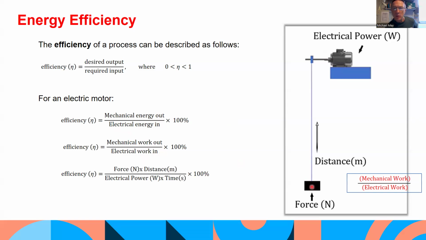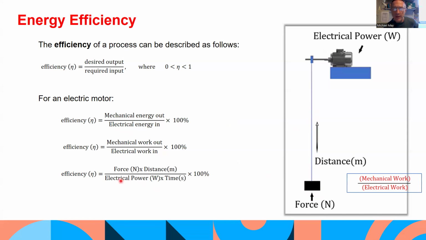So the mechanical work is basically the weight of this in kilograms multiplied by 9.81 to get it into newtons, by the distance that we're going to displace it. And that's the mechanical work that is being produced by that motor. Then we divide it by the electrical work going in there.